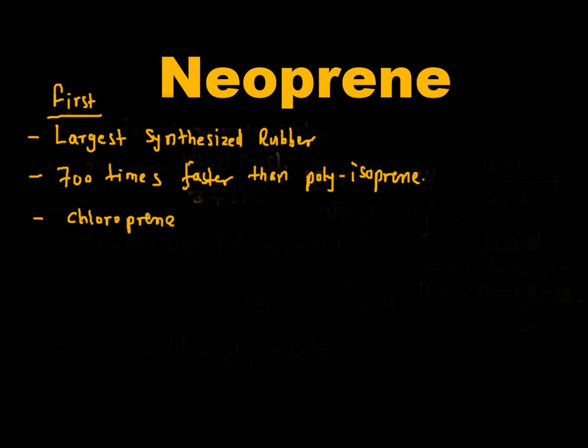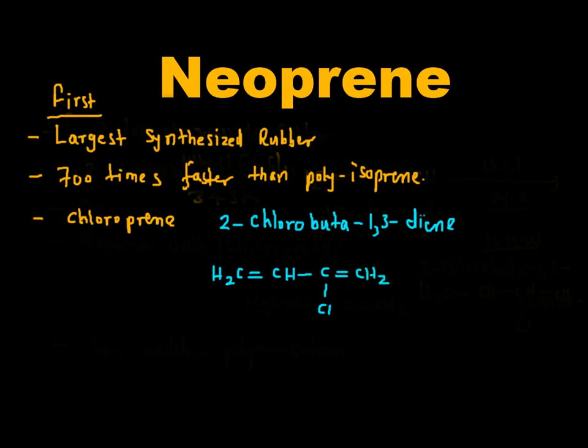The IUPAC name of chloroprene is 2-chloro-buta-1,3-diene. This is the structure of chloroprene. The other name of neoprene is diprene. Let's study the preparation method of neoprene.